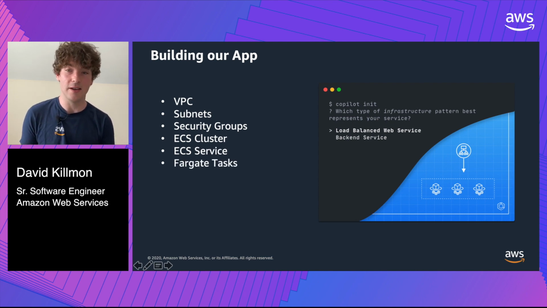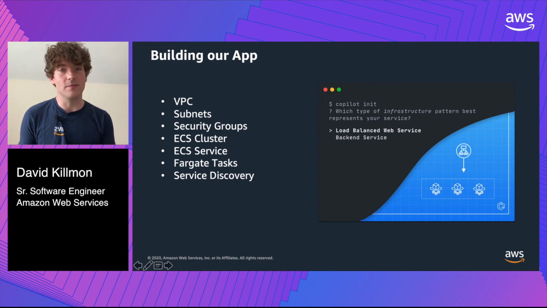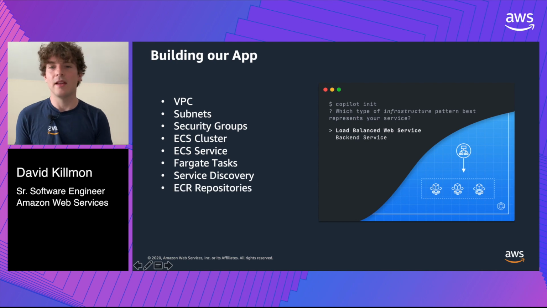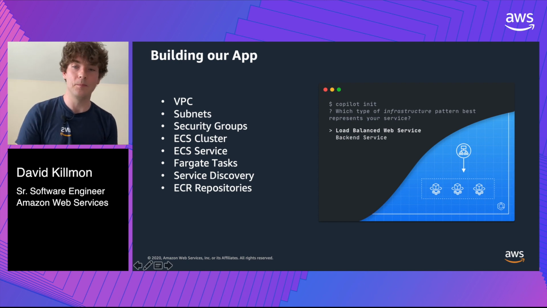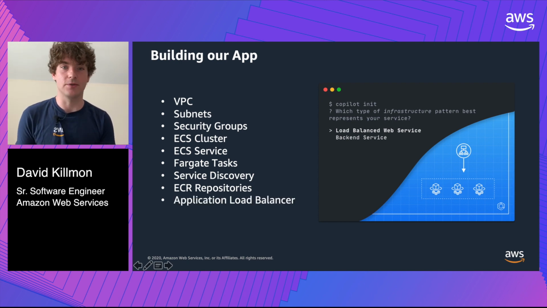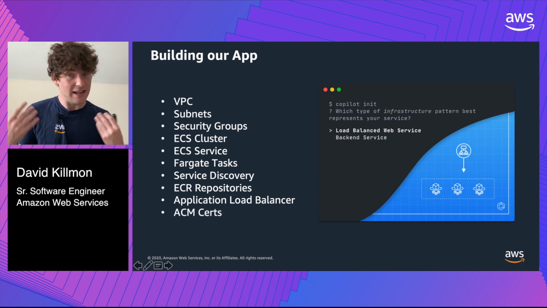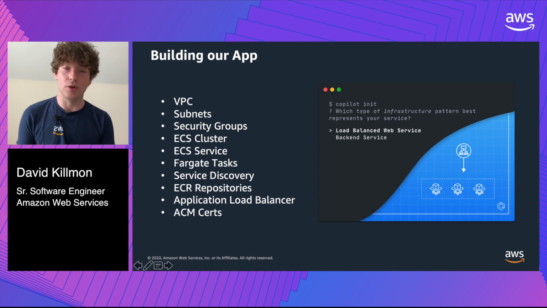sure your containers are healthy, Fargate tasks to actually run your service on so you don't have to manage any EC2 instances, service discovery to make sure that you can actually communicate between your applications without having to go on the internet, ECR repositories to store your images. So when you do a Docker build, Copilot will actually do that for you. It'll build and package your application and push it to an ECR repository for you. And in this case, we're doing a load balanced web service, so we'll need an application load balancer, and ACM certs if we're doing HTTPS and you have your own custom domain name.